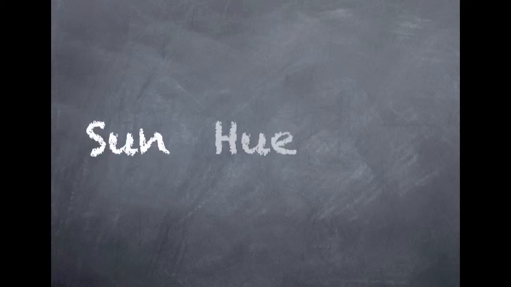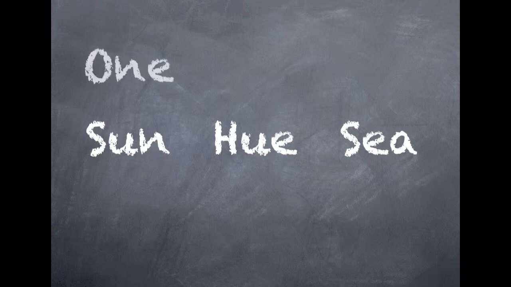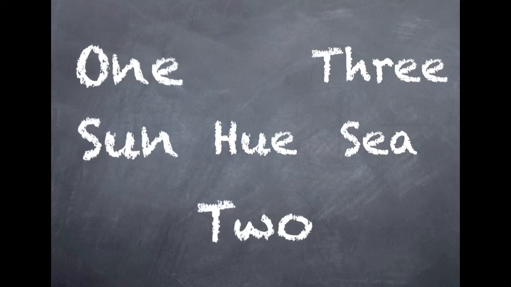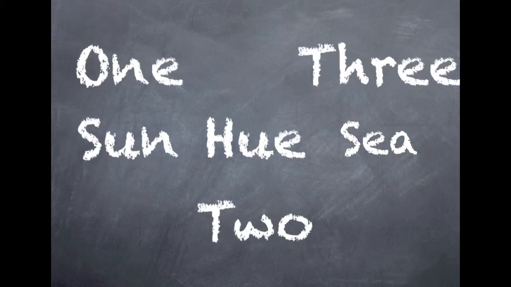So for example, maybe you're learning about how light reflects off different surfaces and the color that forms from it. So the words sun, hue, and see may help you remember what you need to know. We'll use the numbers 1, 2, and 3 to link and rhyme with each one of these words. 1, sun, 2, hue, 3, see.